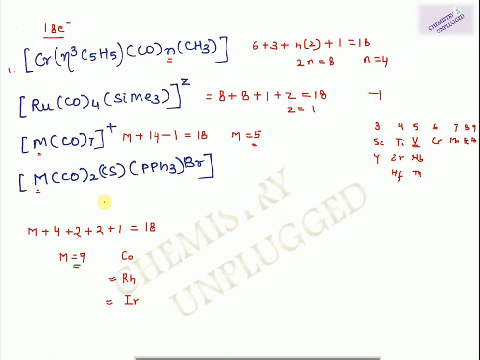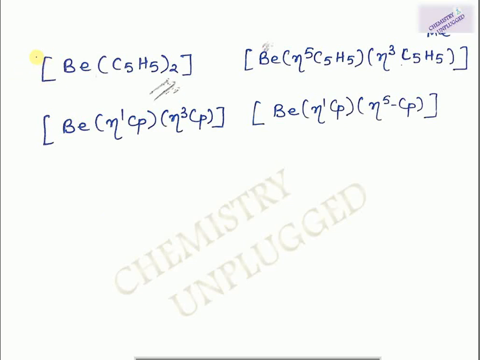Then we will take some more questions. In this question they give you 4 options and you have to find out which complex is stable. Stability means you will try to apply the 18 electron rule. But if you look at the central metal atom, it is not a transition metal. It is an s-block element, meaning it follows the octet rule. It should have 8 electrons in its valence shell, so the total should be 8 electrons.